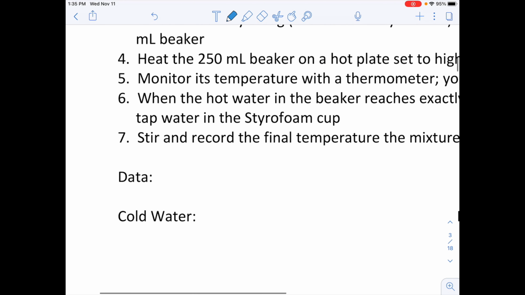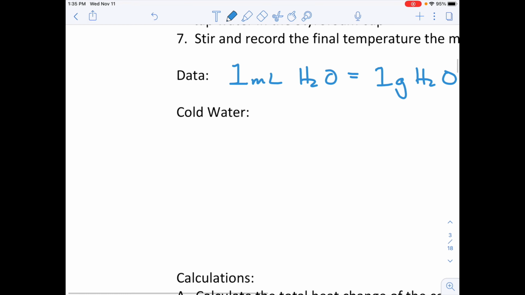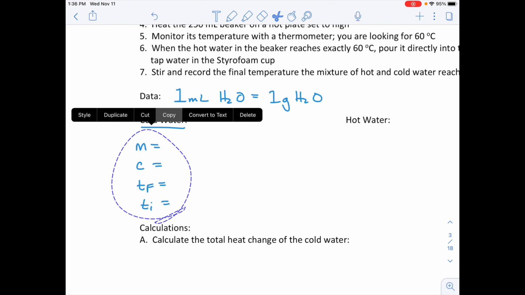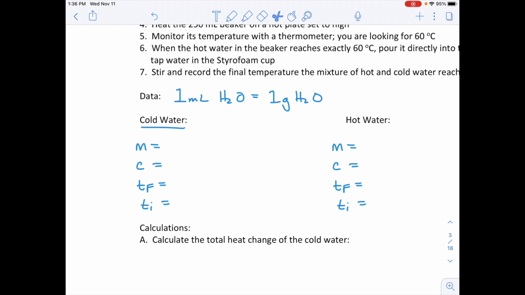Some data that you're going to need. 1 milliliter of water is equal to 1 gram of water. That's a very important piece of data. For all of these data sets, you're going to be looking at the mass of the water, the specific heat of the water, the temperature final of the water, and the temperature initial of the water. That data is needed for cold water, and it's also needed for hot water. So I can just be fancy, and I can copy this, and I can paste this over here. Okay, so I'm going to have hot water and cold water data for these.